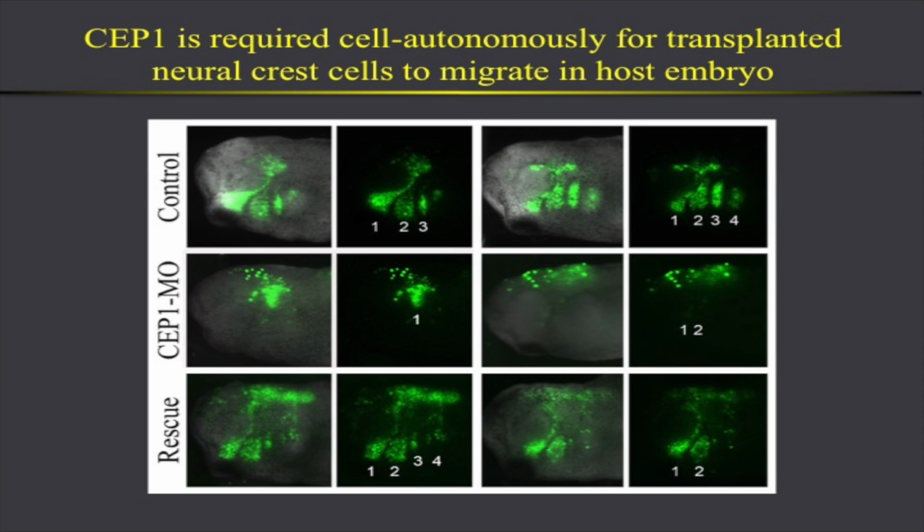You can see that the control grafts nicely migrate into the branchial arches and segregate into 3 to 4 migratory streams. In contrast, when CEP1 morpholino is expressed in those cells, they don't migrate very far, and they fail to segregate into many migratory streams. This can also be nicely rescued when you add CEP1 back. So this confirms that CEP1 is required inside the neural crest cells themselves to regulate their migration.